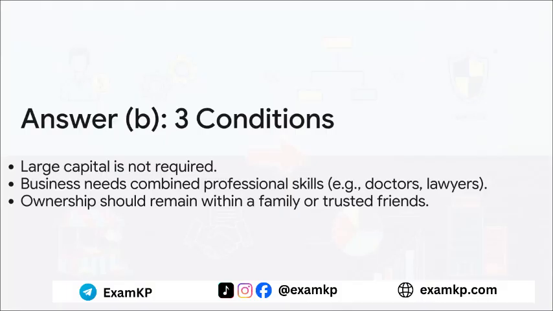And for Part B, which is worth 3 marks, you just need to state 3 conditions where a partnership makes sense. So, 1, when you don't need a massive amount of capital. 2, when the business needs a combination of different professional skills, like a firm of lawyers or doctors coming together. And 3, when you want to keep the business within a close-knit group, like a family. These are the precise answers the WAEC examiner is looking for.